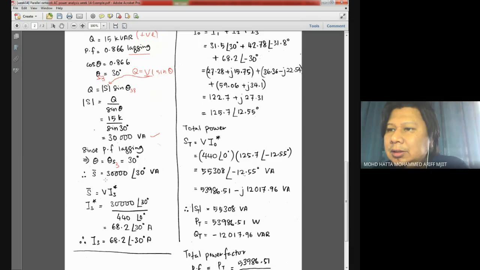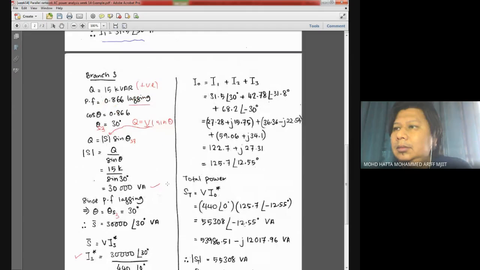From this information, it is easy for me to calculate I3. First, I calculate the I3 conjugate and take the inverse of that conjugate value to get the real value of I3. Now I'm done with I1, I2, and I3. Since this is a parallel connection, IO asked in the question can simply be calculated using the summation of I1, I2, and I3, because of the Kirchhoff current law definition for parallel connected networks. So IO is given by this value. I forgot to put the unit, ampere, over here. I will lose half my marks. Nah, just kidding.